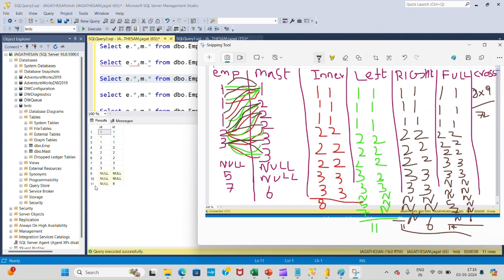Total number of counts is the same, 11. So 3 times 1, 3 times 2, and 2 times 3. Null is 2 times, and null 6. So the total count is 11. It's matched. Then full join.